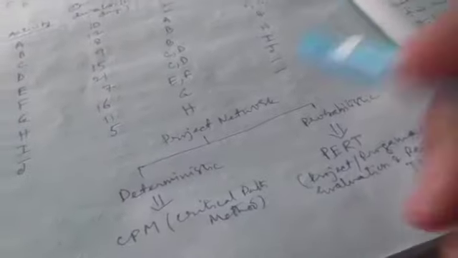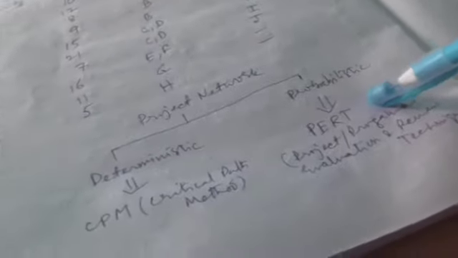Okay, so we have already discussed the critical path method, or CPM, through this channel, and I have already explained that project network analysis through PERT and CPM is of two types. There are two types of project network: one is the deterministic project network, and another is the probabilistic project network.